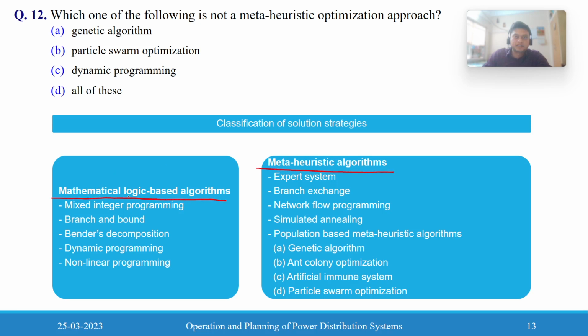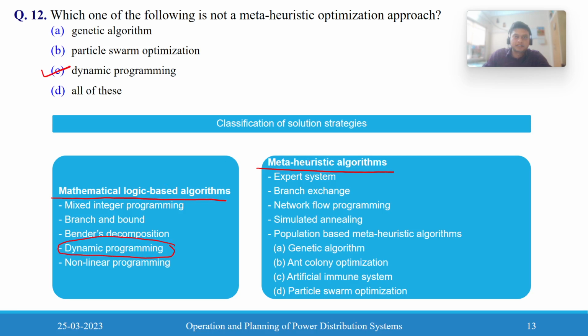In mathematical logic-based algorithms, the following come under this category: mixed integer programming, branch and bound, Bender's decomposition, dynamic programming, and nonlinear programming. So dynamic programming does not come under meta-heuristic algorithms. So this is the correct option C.